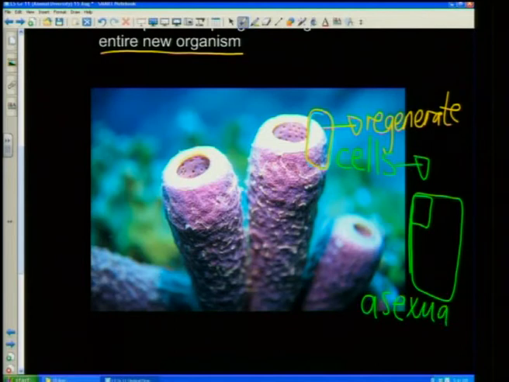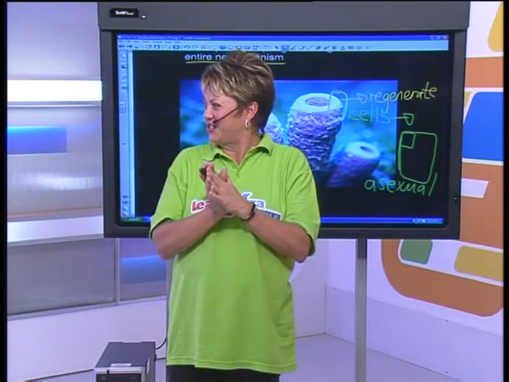Asexual reproduction means that there are no gametes involved. But some sponges can actually reproduce sexually, and it's a very complex way of reproduction. But that was an excellent question.